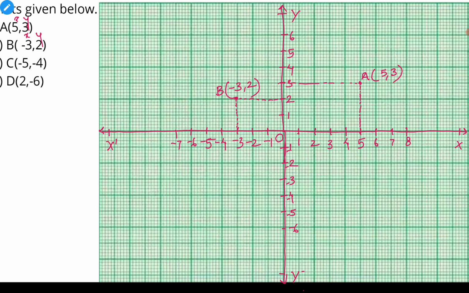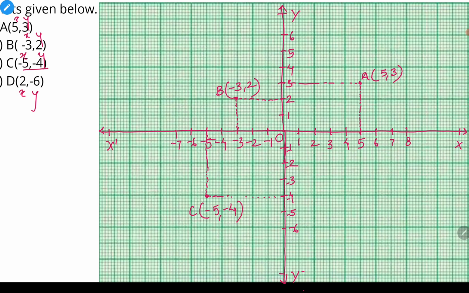Similarly, as I am drawing, point C is (-5, -4). So x is -5, y is -4. X is -5 at this point, and we will extend this till y is -4. And these will intersect at this point, and this point is C, and the coordinates are (-5, -4). Similarly, point D, x is 2, y is -6.